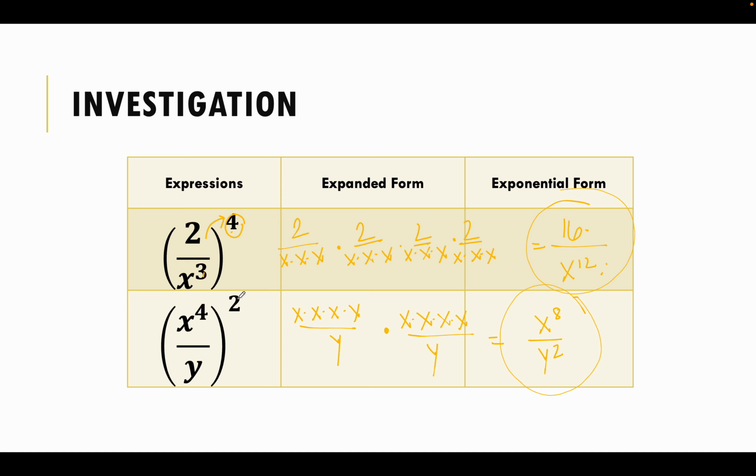X to the 4th squared is x to the 8th, and y squared is y squared. But again, since the y was in the denominator, it stays in the denominator. Just as a quick reminder why, if I brought the y to the top, it would be y to the negative first, and then when I would square it, I would end up with y to the negative second, which would make me take it back down to the bottom. So we just can save ourselves a little step there.